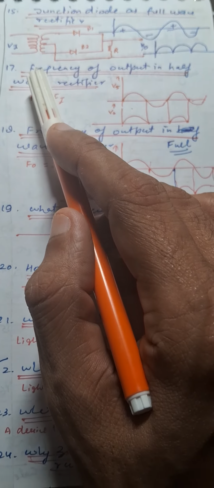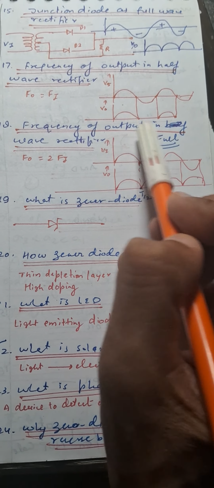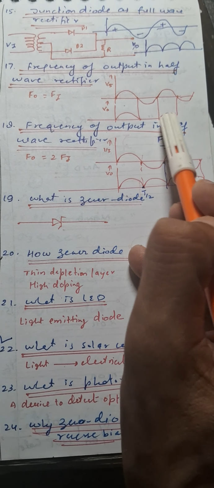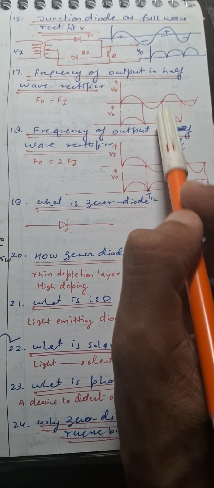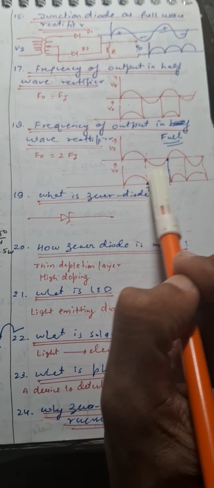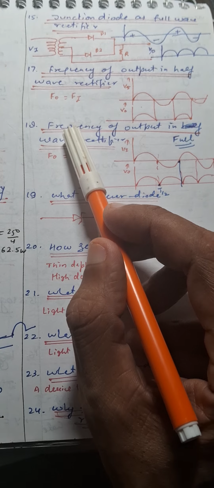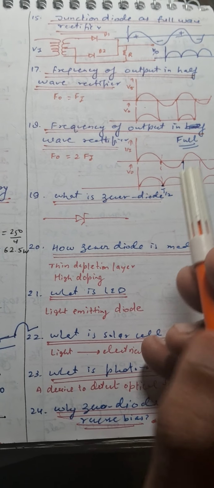The next question is about the frequency of output in a half wave rectifier. It is the same, as you can see over here that it repeats after the same time. The frequency of input and output is the same. But in the case of a full wave rectifier, the time period is half, so the frequency will be double. That's a very standard concept. It has been asked many times in competitive exams.